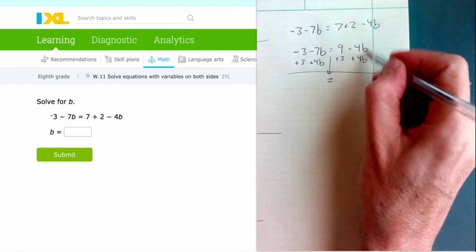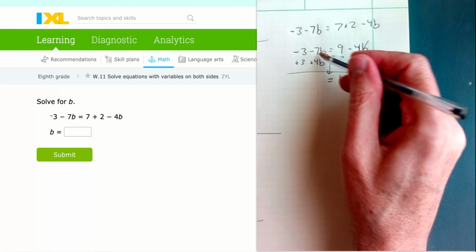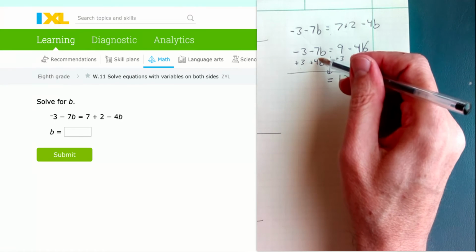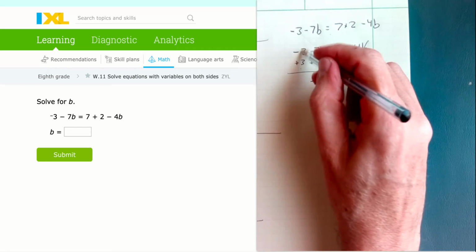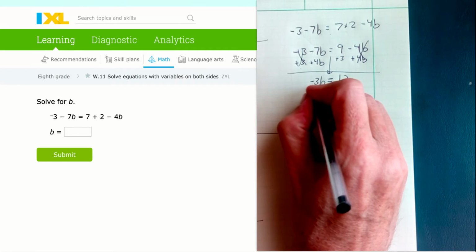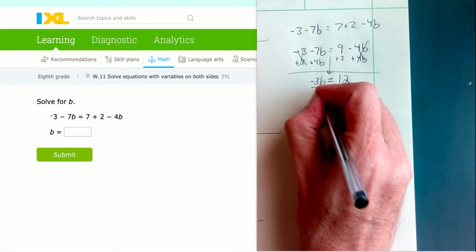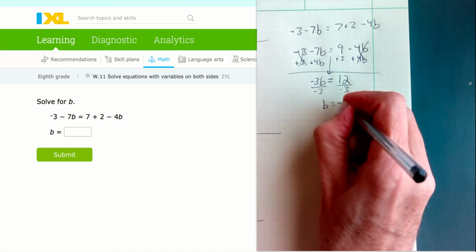Again, the negative 4b and 4b cancel. 9 plus 3 is 12. The negative 7b plus 4b is going to be a negative 3b. And then the negative 3 and the 3 cancel. So it leaves us this one-step equation. Now I undo the multiplication through division by negative 3, and I get b equals negative 4.